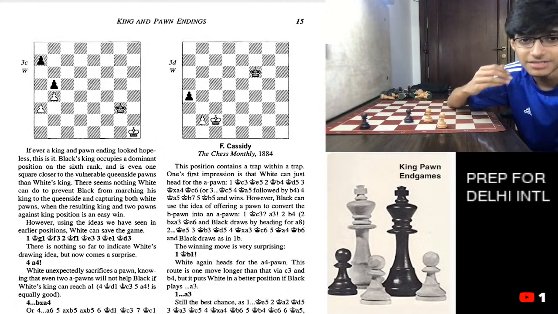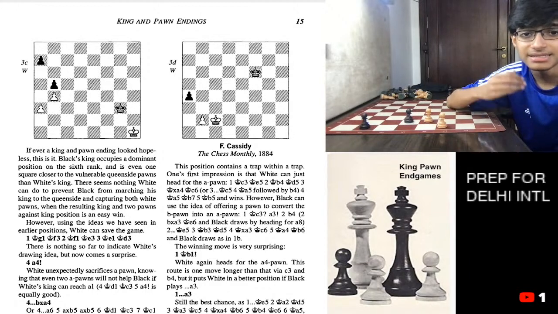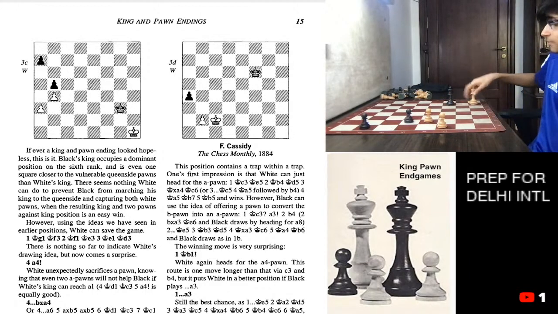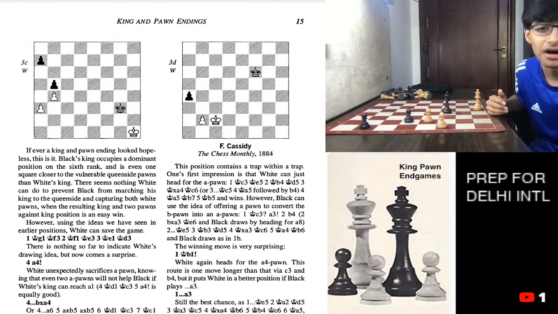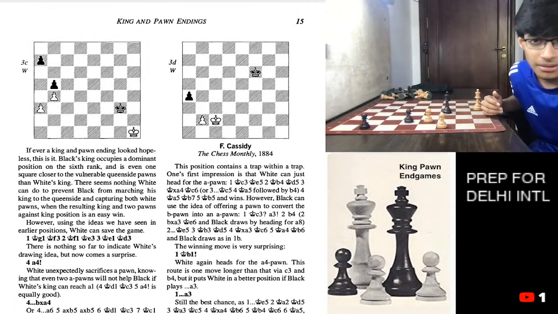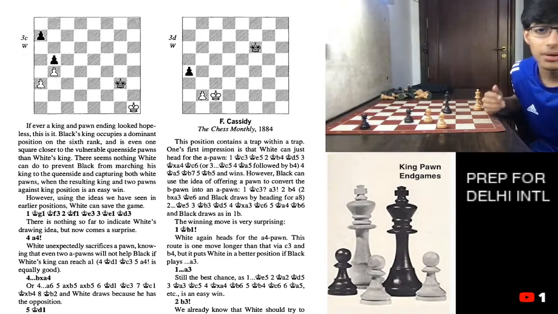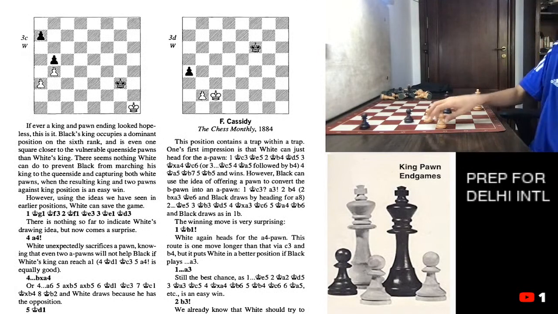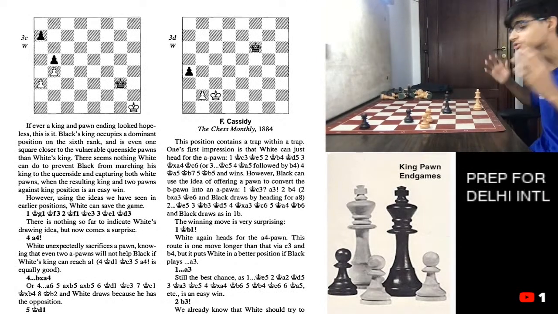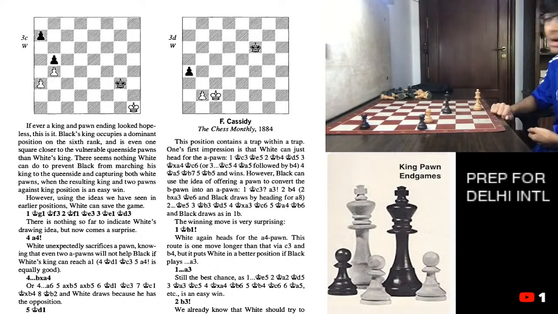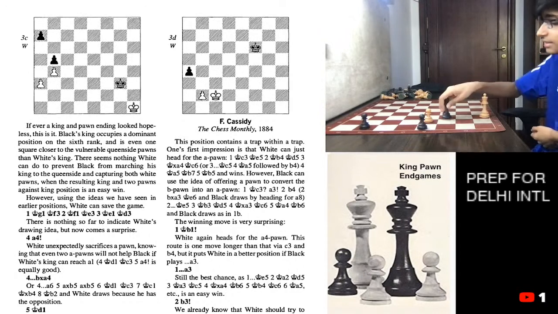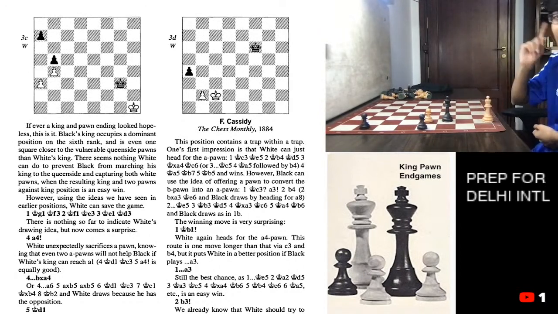However, using the ideas we have seen in earlier positions, white can save the game. King g1, king f3, king f1, king e3, king e1, king d3. There is nothing so far to indicate white's drawing idea, but now comes a surprise. We push a4, okay, and now if you just visualize this position, when black takes b into a4, imagine what happens. We march our king to a1 and b1, and as I told you before, such endgames are always drawn.